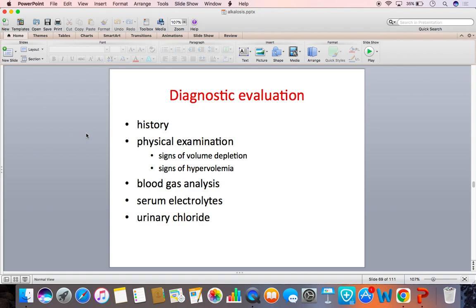Then go for blood gas analysis. You know the pH, you know the PCO2, you know the bicarbonate levels. You also know the serum calcium levels. Based on that, you get a clear situation related to metabolic alkalosis and other electrolyte disturbances. Go for the serum electrolytes in particular and urinary chloride.